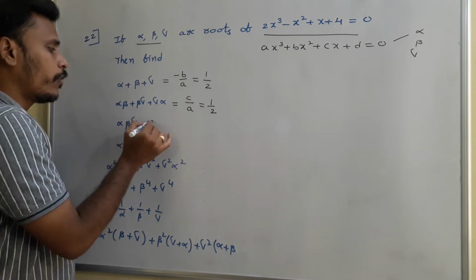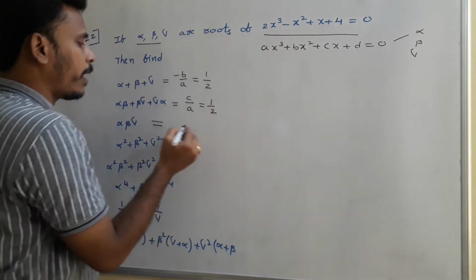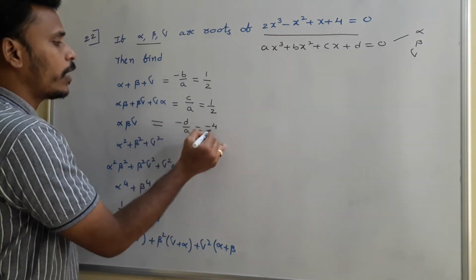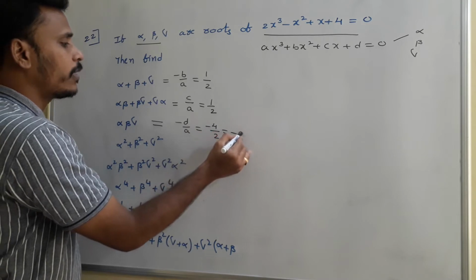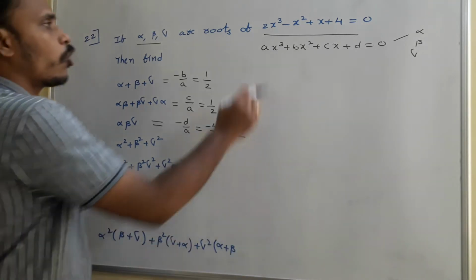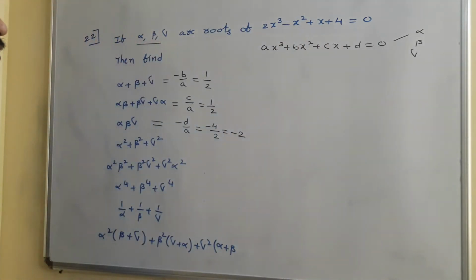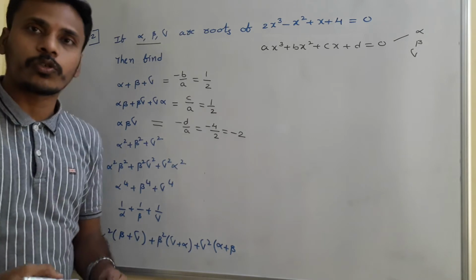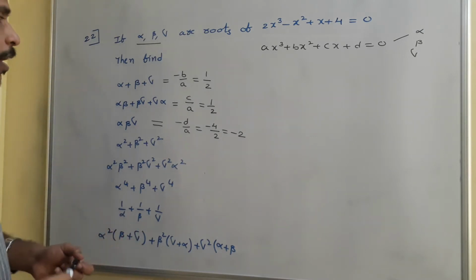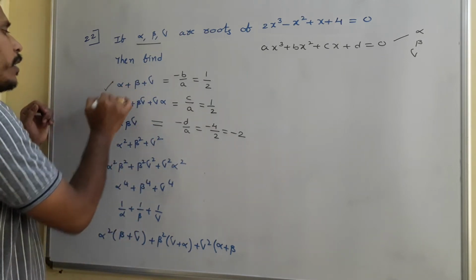Next, the product of the roots. The product of the roots is simply minus d by a, minus the constant divided by the coefficient of x cube. So directly minus 4 by 2, and that is equal to minus 2. Is it right? Just have a look. This is the given polynomial, 2x cube minus x square plus x plus 4 equals 0. So the roots of the polynomial are alpha, beta, gamma, and we need to find all these values. They depend on alpha, beta, gamma.